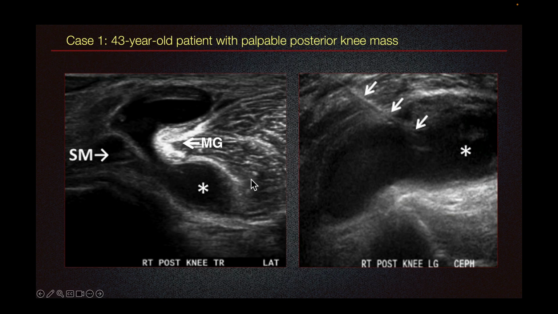So let's go back to our original case. Here, MG indicates medial head of gastroc, SM indicates semimembranosus, and there's a cyst in between these two, which is a Baker's cyst. Here we can see a needle going to the cyst, so this cyst was treated by aspiration.